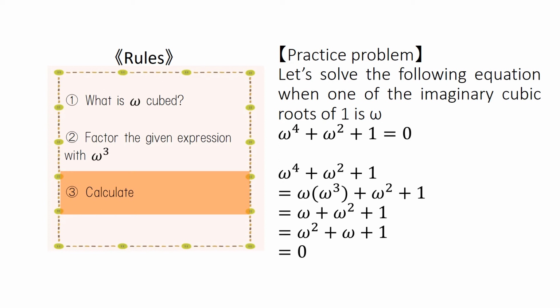Finally, by eliminating omega cubed, we get omega squared plus omega plus 1. This is 0 as per the theorem, so we are now done with the calculation.